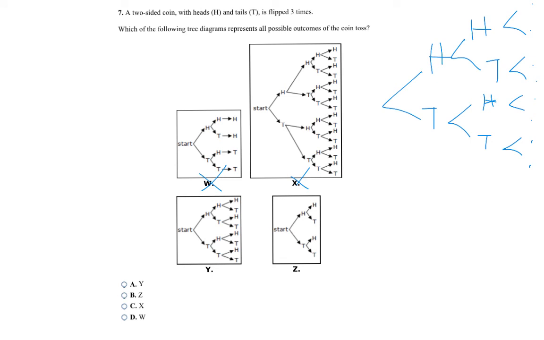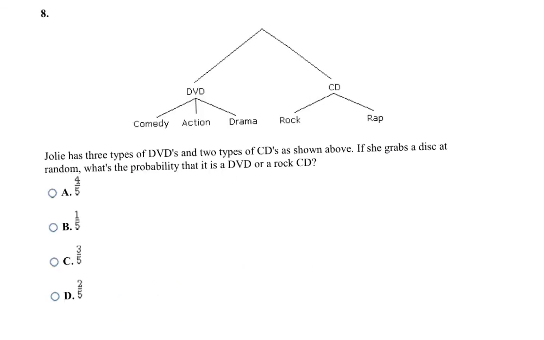And Y here, I have 1, 2, 3, and it looks like each time they did the split for heads and tails, they showed it heads and tails for each time the coin was flipped. So it most likely is going to be Y because they look similar here. And then Z, if I look, it only goes twice. They only did it for 2 flips, so it can't be Z. So that means Y is going to be my answer, which is choice A.